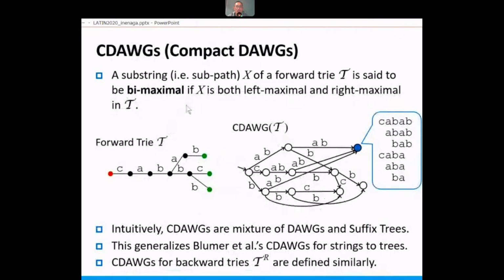Finally, CDAWGs are defined for bimaximal substrings. For each node, the longest string that is represented by the node is bimaximal. And any other substrings of this bimaximal factor that are not bimaximal are represented by the same node, like this. So intuitively, these CDAWGs are a mixture of DAWGs and suffix trees. And this also generalizes CDAWGs from strings to trees.